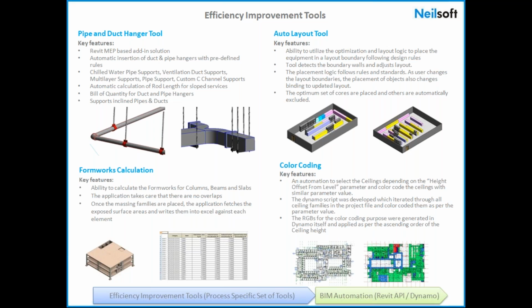Another example is formwork calculation. For columns, beams, or slabs, calculating the formwork area, the area of the exposed concrete portion, is something which is not readily available in Revit. So that is where, using API or Dynamo, we write scripts which automate that process, and it can generate reports in Excel or in other systems to get the area of the formwork calculation. This is more for procurement or for your cost estimations or quantity estimations. It helps.